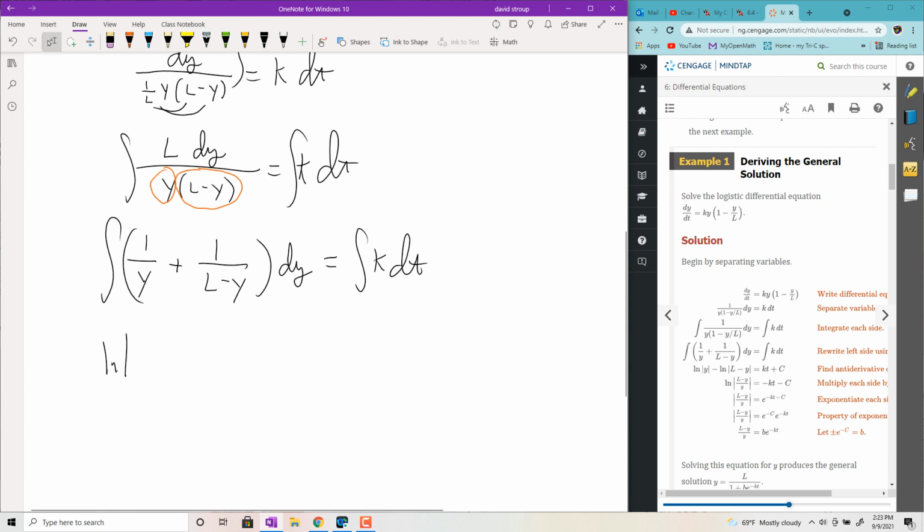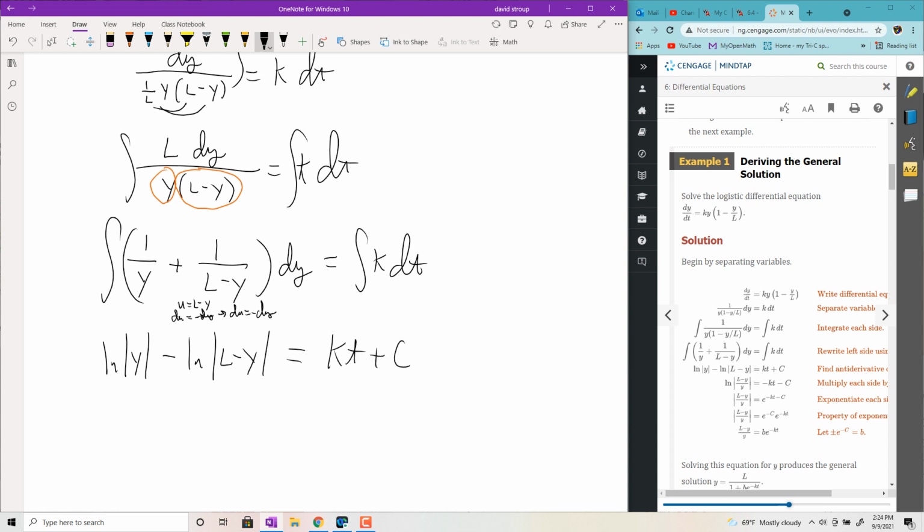So I get the ln absolute value of y plus ln absolute value of L minus y times -1, though, because you'd probably have to do a u sub, right? So u sub on L minus y, and then your du would be negative dy. So that would give me du equaling negative dy, so you would end up with a negative in front at the end of the day. And on the right side, you would have kt plus c.